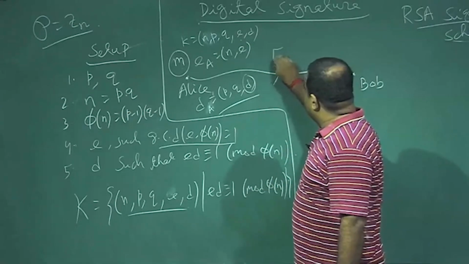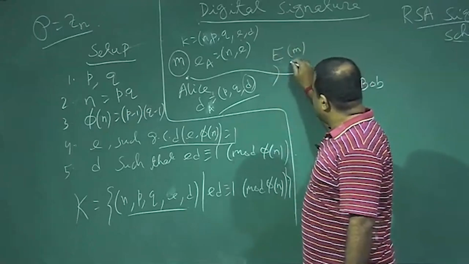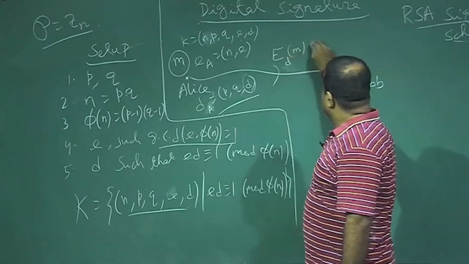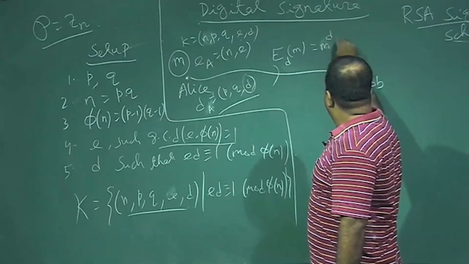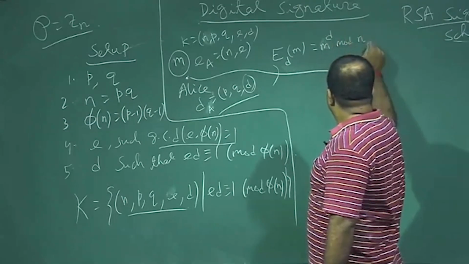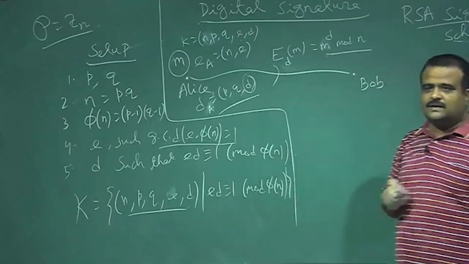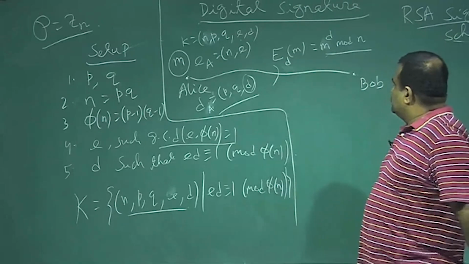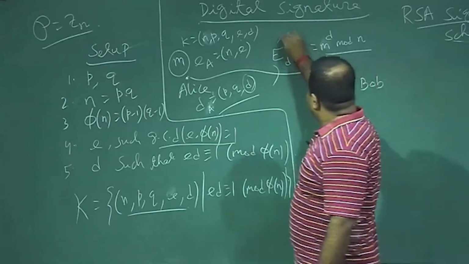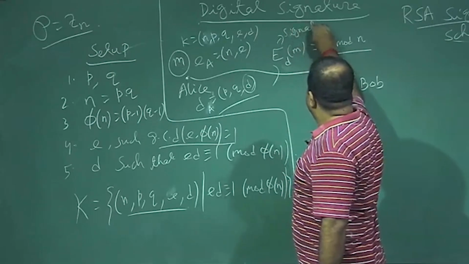So Alice will do the RSA encryption on this message using Alice's secret key. So this is basically M to the power D mod n. This is the RSA encryption, but using the secret key of Alice. So this is the signature part. Alice is signing on the message. So this is Alice's signature.